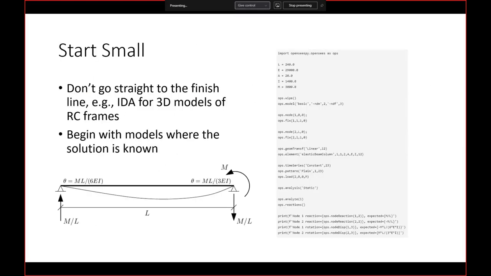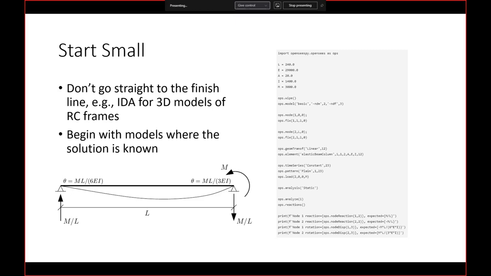Okay, so when you're building models or doing analyses, don't go straight to the finish line. I've seen students do this all the time. They need to do an incremental dynamic analysis for RC frames, and they just build a frame, do an IDA, and then it doesn't work, for whatever reason. So if you're just starting out, start small. I can't say it enough, I guess, is what I'm trying to say.